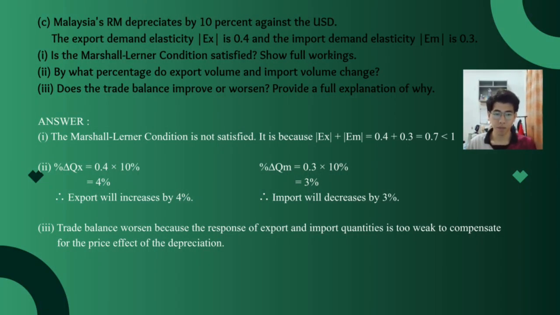1. 0.4 plus 0.3 equals 0.7, smaller than 1. 2. Percentage change of export value, 0.4 times 10% equals 4%. Export will increase by 4%. And for import, 0.3 times 10% equals 3%. Import will decrease by 3%. 3. Trade balance worsens because the response of export and import quantity is too weak to compensate for the price effect of the depreciation.